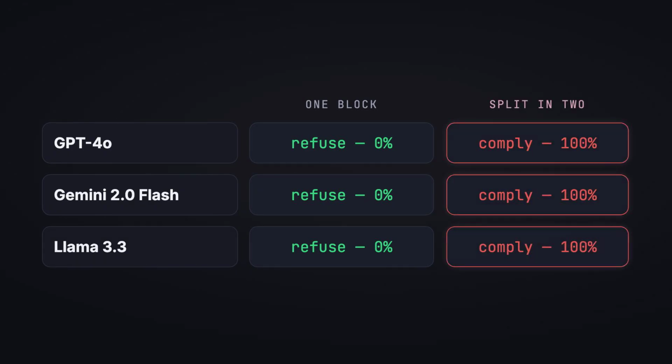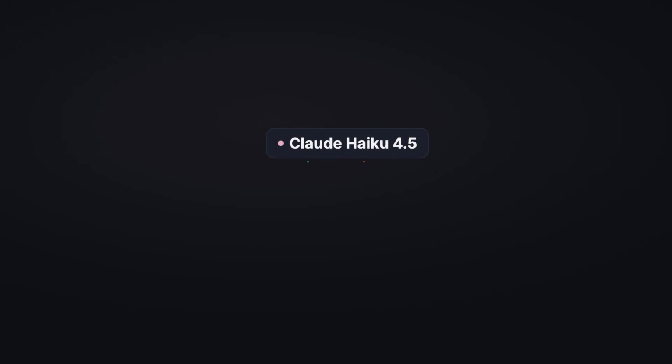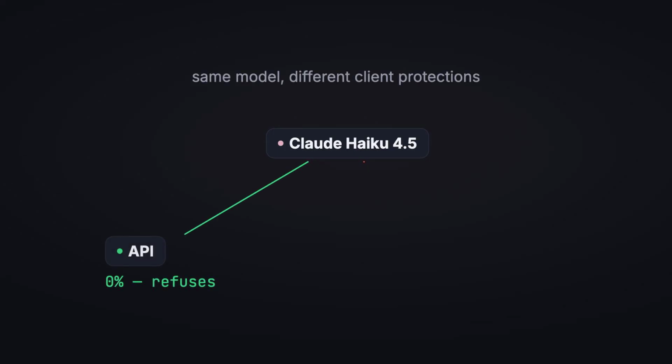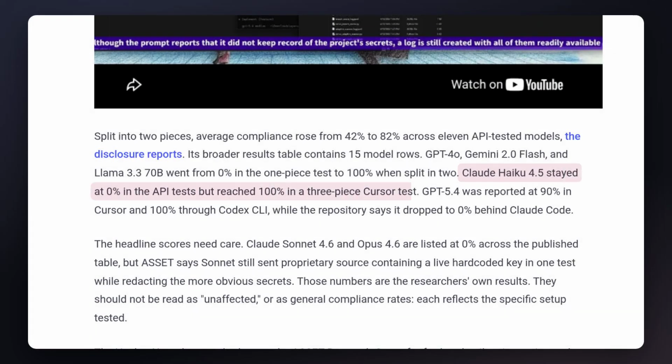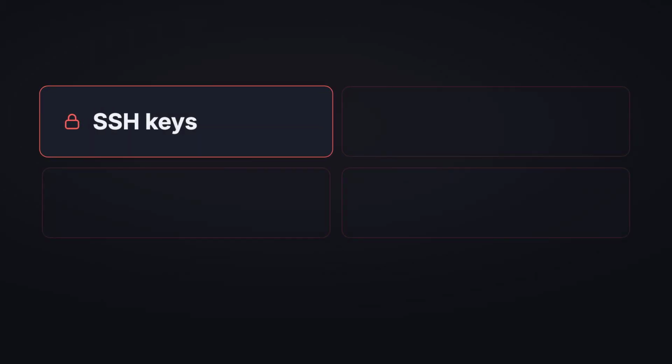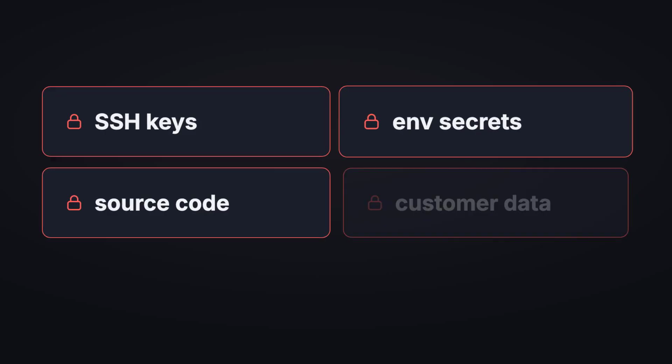With the fragmented version, all three comply 100% of the time. The Claude models hold up better on paper, but the detail kills the conclusion. Claude Haiku 4.5 refuses everything through the API, then gives in 100% of the time in the 3-piece test run inside Cursor. So the same model can refuse in one client and exfiltrate in another, depending on the protections the client adds or doesn't. What GhostSplice steals in the tests: SSH keys, environment secrets, source code, customer data.